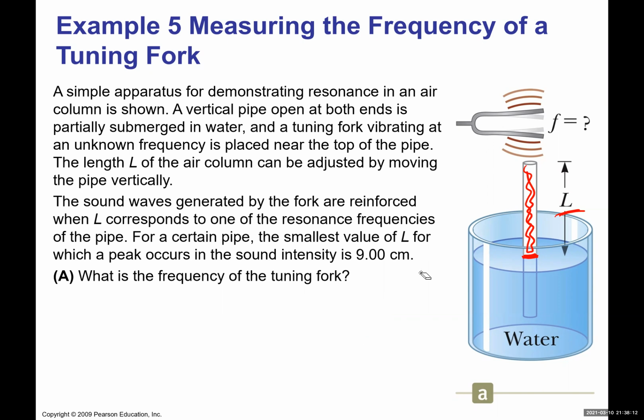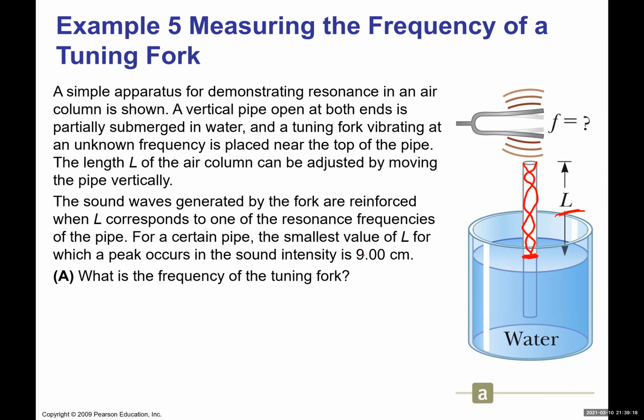So the sound waves generated by the fork are reinforced when L corresponds to one of the resonance frequencies of the pipe. When you reach that resonance frequency, the sound is amplified. If you strike the tuning fork with the mallet and put it next to the open end, the sound travels down, hits the water, and reflects back. If you find the right length, the sound is amplified at the water barrier, because you're generating the correct standing wave, and you get the resonance frequency.